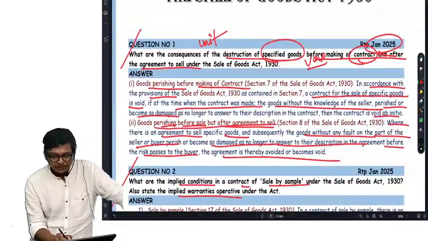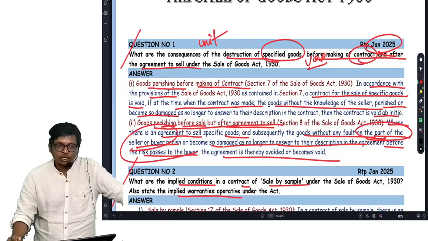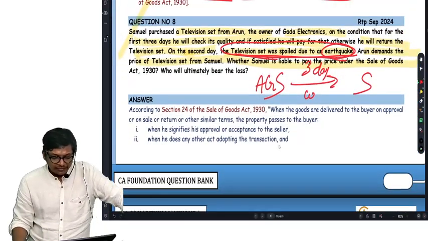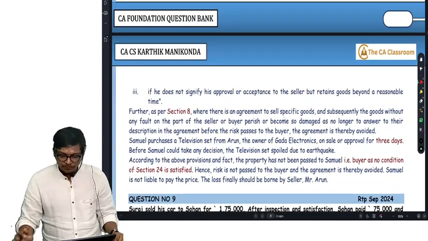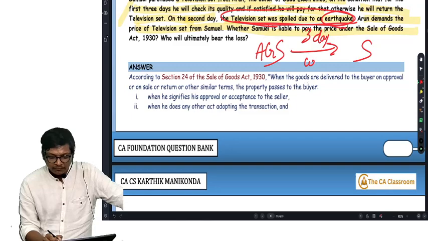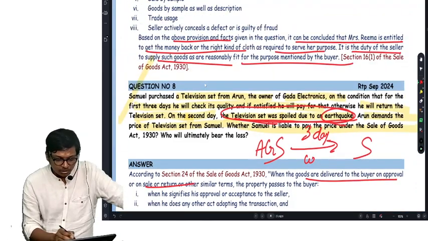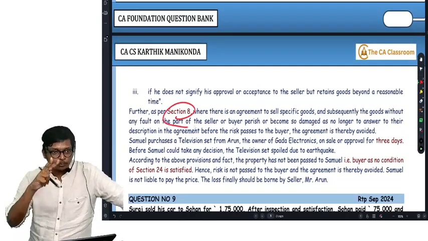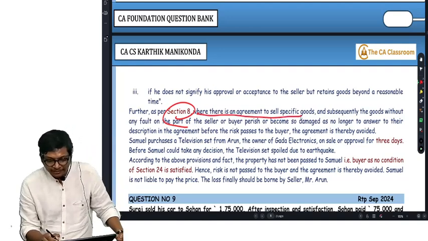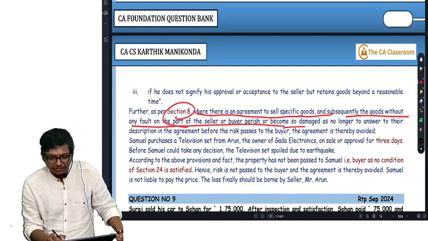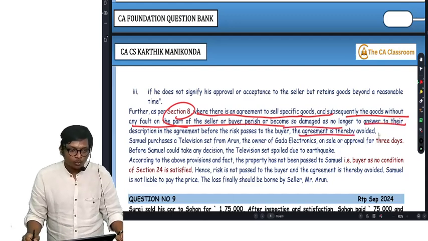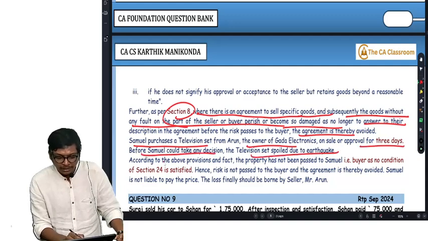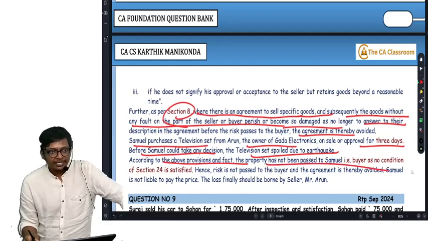First question, goods perishing before sale after agreement, not the fault of the buyer or seller, then the contract becomes void. So over here in question 8, I will write where the goods are delivered to the buyer, I will write agreement to sell. That point also I will write, and here what they are using is, where goods are delivered to the buyer on approval. Since the question is based on approval basis, they are writing those provisions. Further, both provisions we saw: where there is an agreement to sell specific goods and subsequently the goods without any fault of the buyer become damaged, the contract becomes void. Samuel purchases the TV set on approval for 3 days. Before Samuel could take a decision, the TV set is spoiled due to the earthquake. According to the above provisions, property has not passed, ownership has not yet passed.